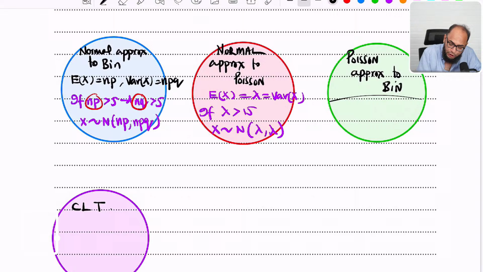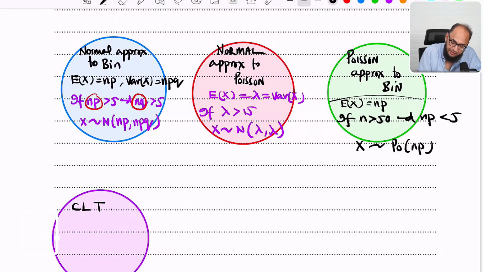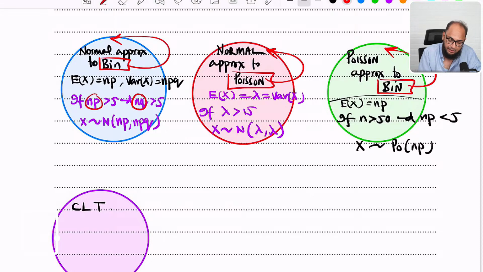Poisson approximation to binomial. Over here, we will write that the expectation of x is np. If n is greater than 50 and np is less than 5, then x follows a Poisson distribution with np. That means when we talk about Poisson approximation to binomial, binomial becomes Poisson. Normal approximation to Poisson, Poisson becomes normal. Normal approximation to binomial, binomial becomes normal.